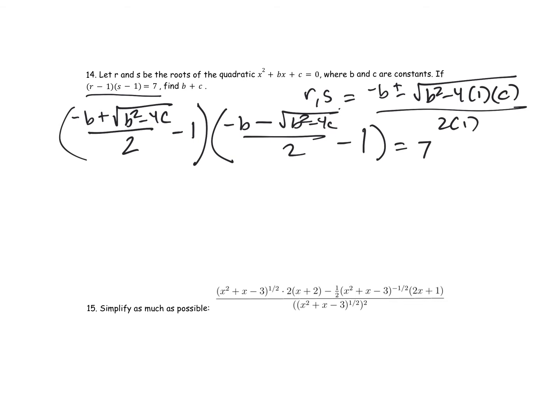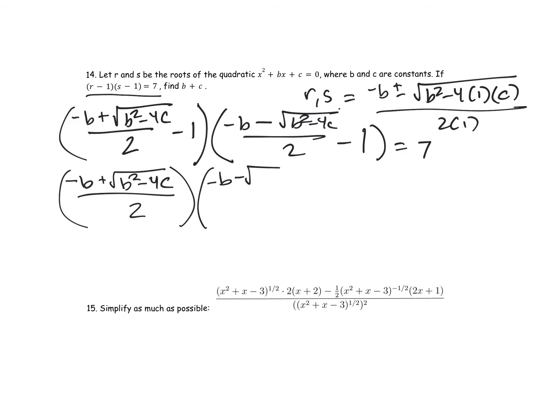So all I did was plug in my two roots in for R and S into this equation I know. And now let's just do it out and let's pray we have something that we can find B and C. All right, so we're going to FOIL this baby out. So the first term is going to be ugly, and I'm not going to do it. I'm not going to actually simplify it just yet. So the first term would be this ugly bit times the negative b minus the square root of b squared minus 4c over 2.